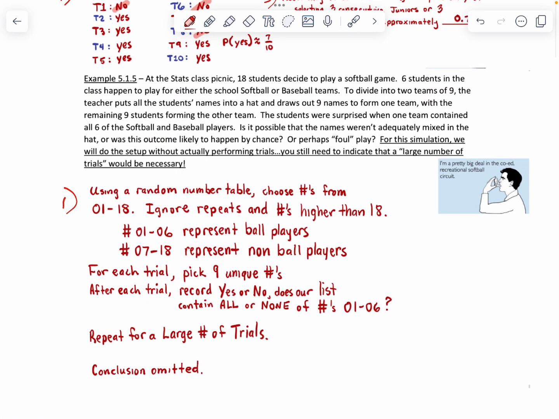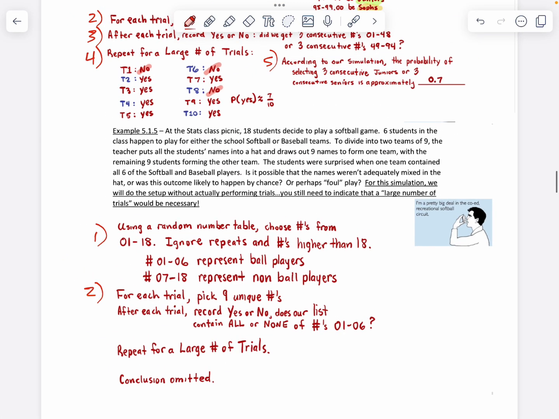Step 2, what am I doing? How many numbers do I need? Well, if I'm dividing 18 people onto 2 teams, that means I need 9 numbers. And yes, they need to be unique because they represent specific people. I cannot have repeats. Okay, I'm going to pick my 9 numbers.